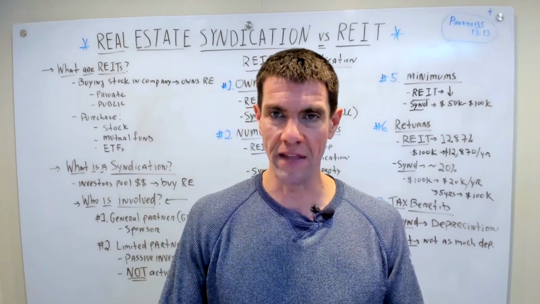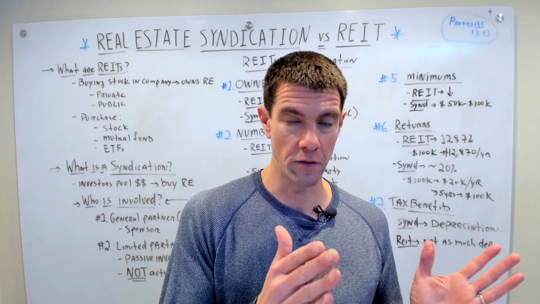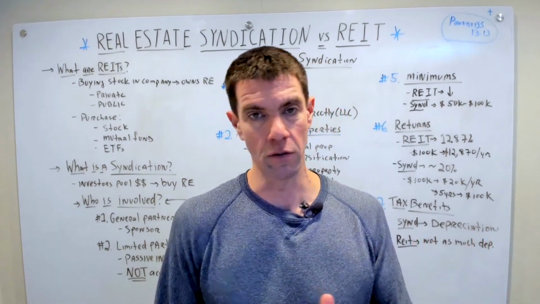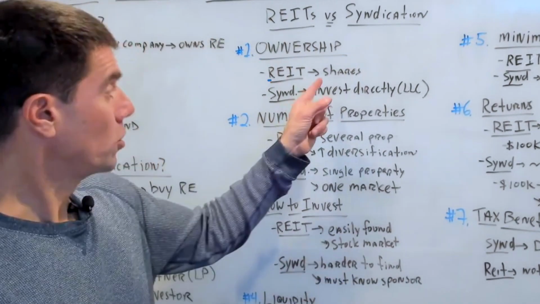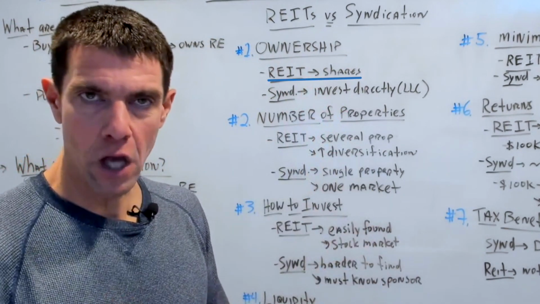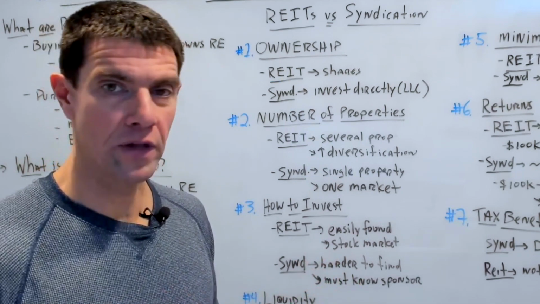Now let's take a look at the ownership structure. We're going to talk about the differences between specifically the REITs and the syndications. When talking about the ownership structure, remember that when investing in a REIT, you're purchasing shares in the company that owns the real estate assets. You don't actively own the company.